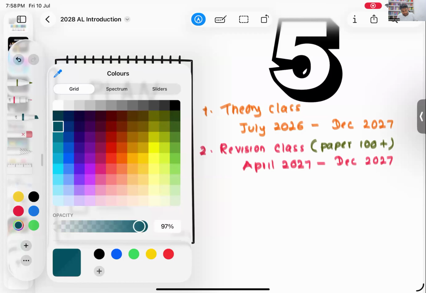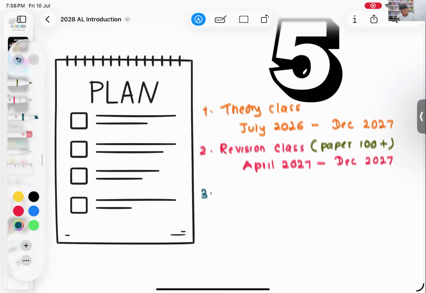In addition to this, we will have a past paper class. Past paper class, I usually do it free for everyone. So in the past paper class, we will do all the past papers unit wise while covering every unit, unit 1, 2, 3, all the way until unit number 12.